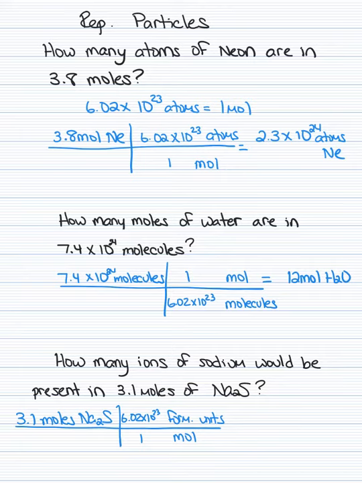To get the number of ions present, we know that there are 2 sodium ions in 1 formula unit of Na2S. And I know that by looking right at the subscript. Moles would cancel, formula units would cancel, and you would be left with ions of sodium, which is what it's asking. And when you do this out, your final answer is going to be 3.7 times 10 to the 24th sodium ions.